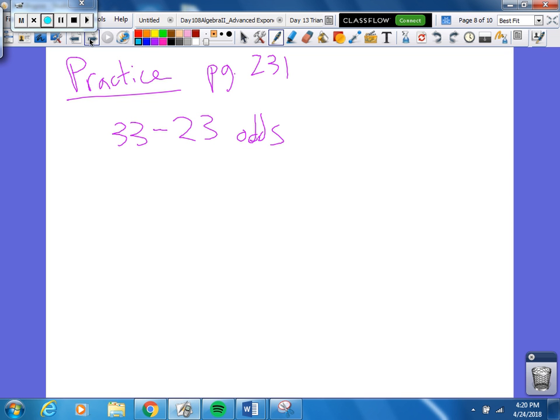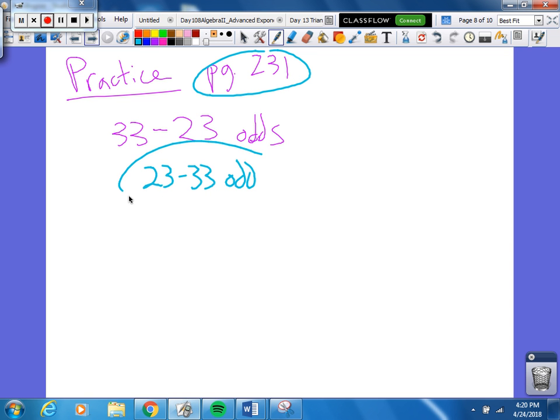Now, where are we at? Now we're going to page 231. Now is your chance to practice. We're going to do 23 to 33 odd. Check the answers in the back of the book. Every single one you do, check the answer and complete it. You need to practice. Ready, set, great job, go.